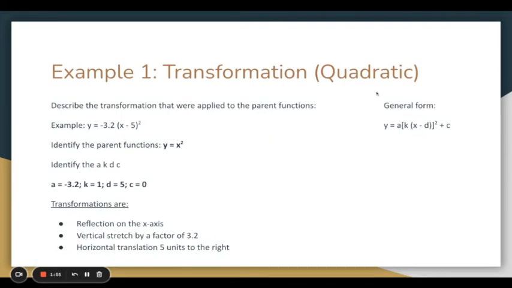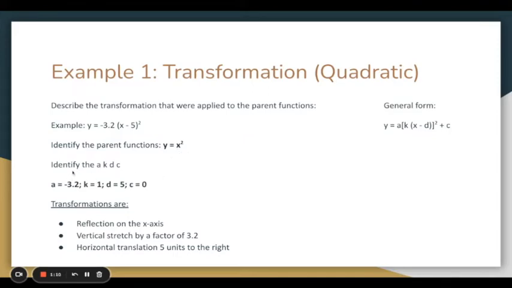So first example, quadratic. We need to learn how to describe the transformation that will apply to the specific parent function. So for this general form, it'll be y equals a times, bracket k, bracket x minus d, power of 2. Remember, this is important, plus c. So this is my example, y equals negative 3.2, bracket x minus 5 power of 2. In order to find the transformation that will apply to this, we need to identify the parent function, which is power of 2 degree. So parent function will be y equals x power of 2.